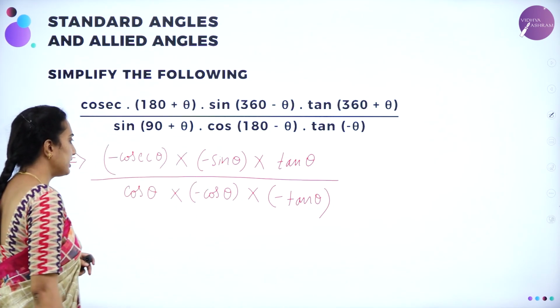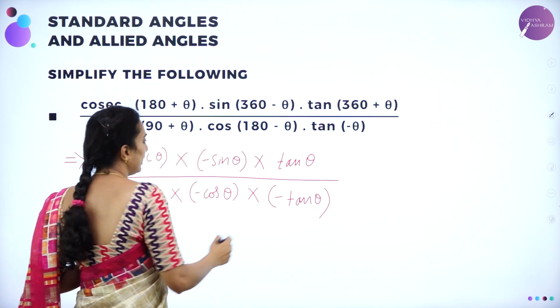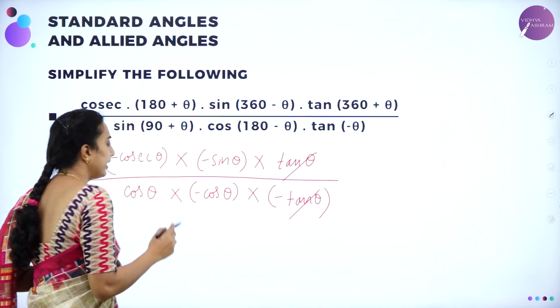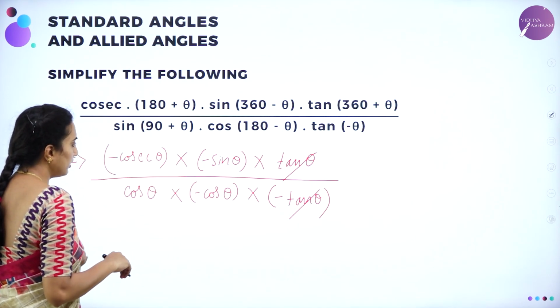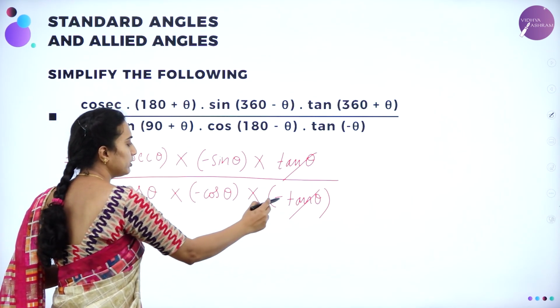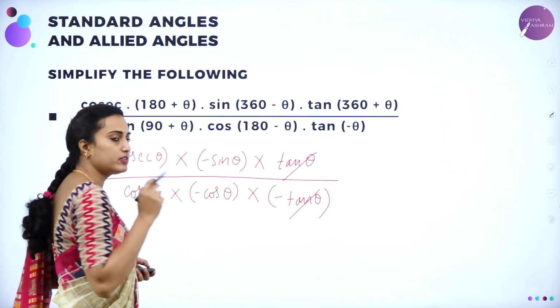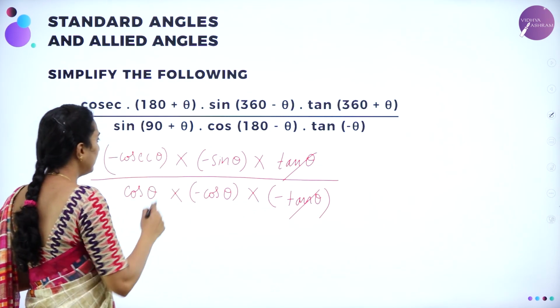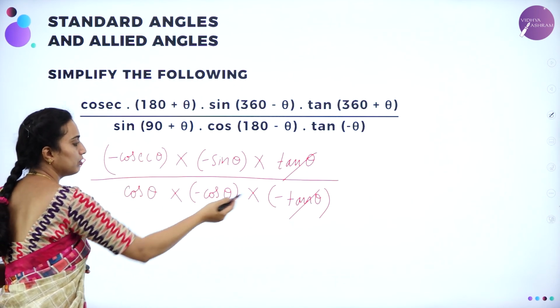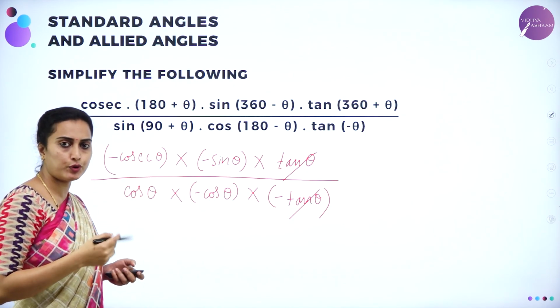Whatever can be cancelled will get cancelled, dears. You know here tan theta will go, negative by negative, which will become positive here. See, here you are having negative into negative is positive. Negative by positive is always negative. So you can here also negative into negative is positive. Negative into negative is positive. Positive by positive is positive.